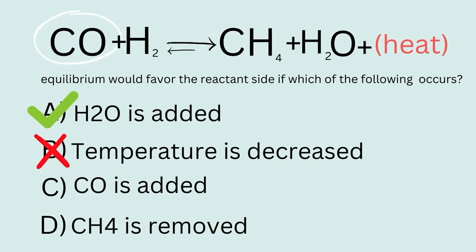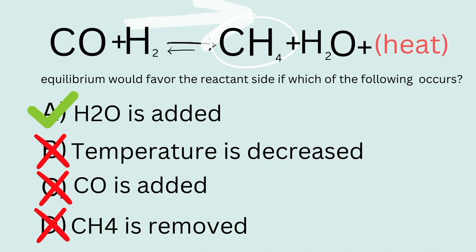Next, if carbon monoxide is added. Well, carbon monoxide is a reactant, so increasing our reactant will cause the system to shift to the product side. And if we remove methane, methane is from the product side, so the system will shift towards the product side in order to compromise. So all of these are wrong and our answer A, H2O, is right.